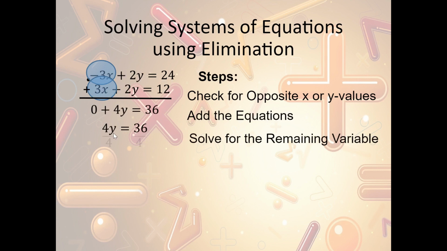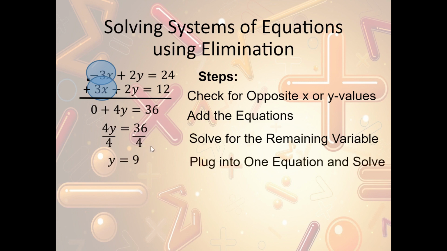So we're going to divide both sides by 4, and we get y is equal to 36 divided by 4 is 9. So now we know the y coordinate of where they cross, but now we need the x coordinate. So we're going to plug it into one of the equations. Again, it doesn't matter which equation we plug it into. So we'll go ahead and pick the second one.